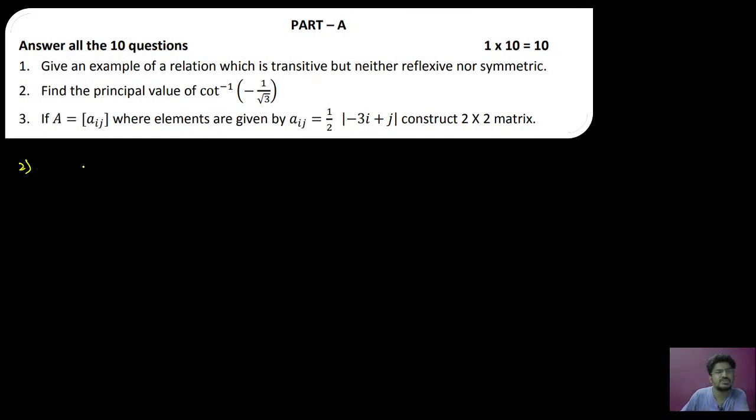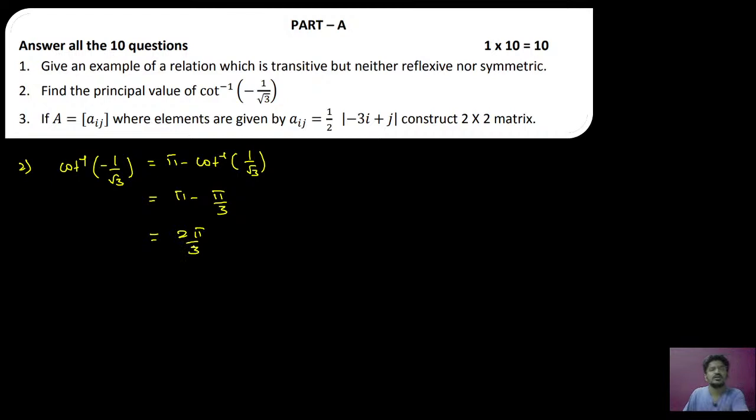The second one is, find the principal value of cot inverse of minus 1 by root 3. Here we have to solve cot inverse of minus 1 by root 3. We all know the formula, that is pi minus cot inverse of 1 by root 3. We also know cot inverse of 1 by root 3 is pi by 3. Therefore it is going to be pi minus pi by 3, so your answer will be 2 pi by 3. This is the solution for your second question. Very simple.